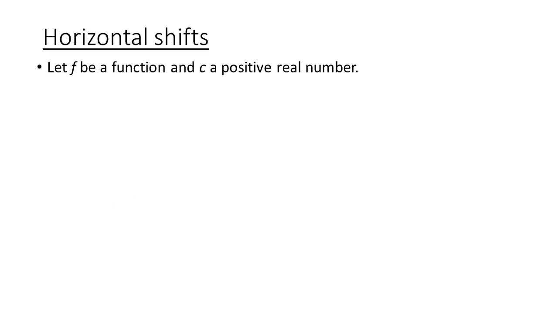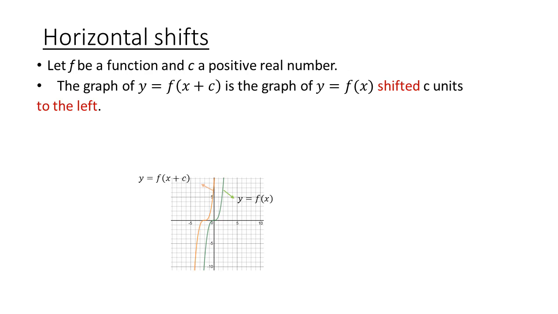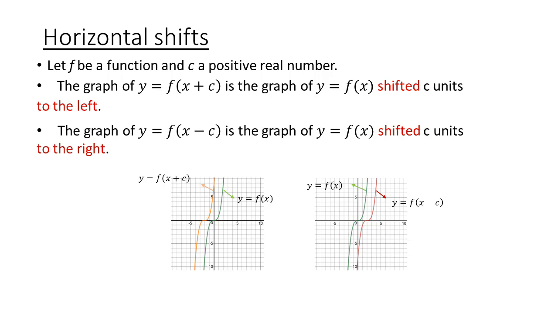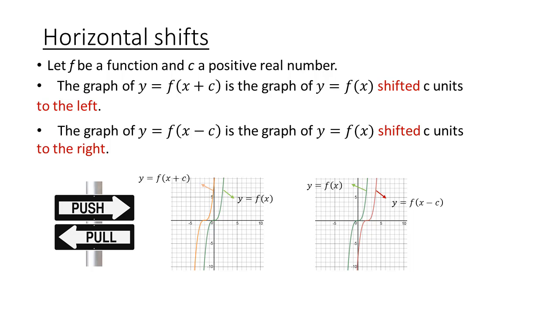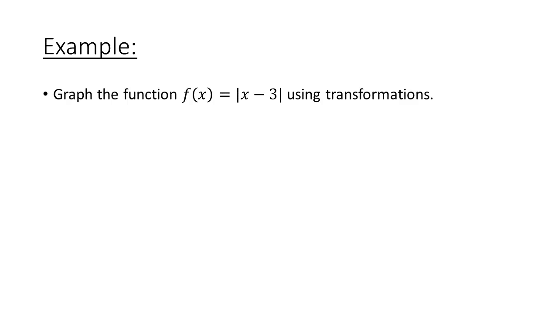In general, let f represent a function and c a positive real number. Then the graph of y equals f of x plus c, which is shown in orange, is the graph of y equals f of x, shown in green, shifted c units to the left. And the graph of y equals f of x minus c, shown in red on the right, is the graph of y equals f of x, shifted c units to the right. We simply move the graph left or right when we add a number to or subtract from x inside the function. Let's look at another example.